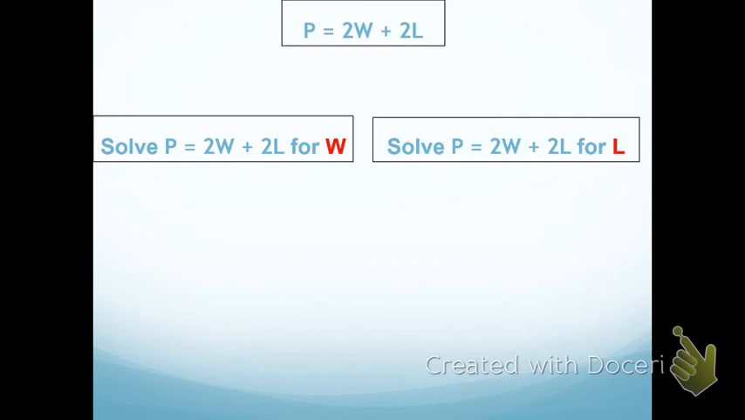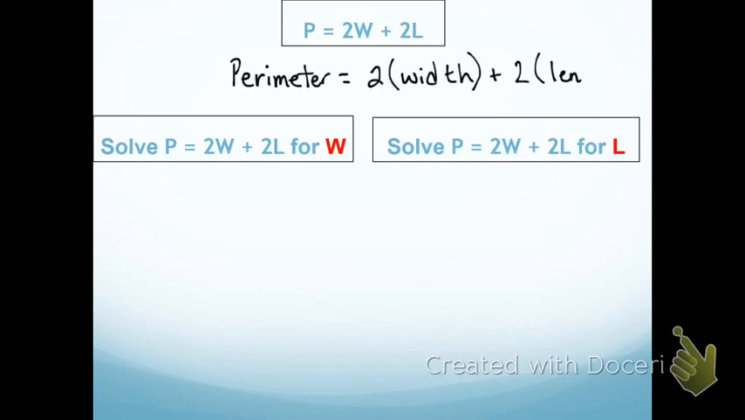The next one, it says P equals 2W plus 2L. This formula allows you to find the perimeter of a rectangle or a quadrilateral, and it stands for perimeter is equal to 2 times the width plus 2 times the length. On our left example it says solve P equals 2W plus 2L for W. So I'll write the formula out. I notice that I want to solve for W, so I'm going to circle that. I need to get that by itself.